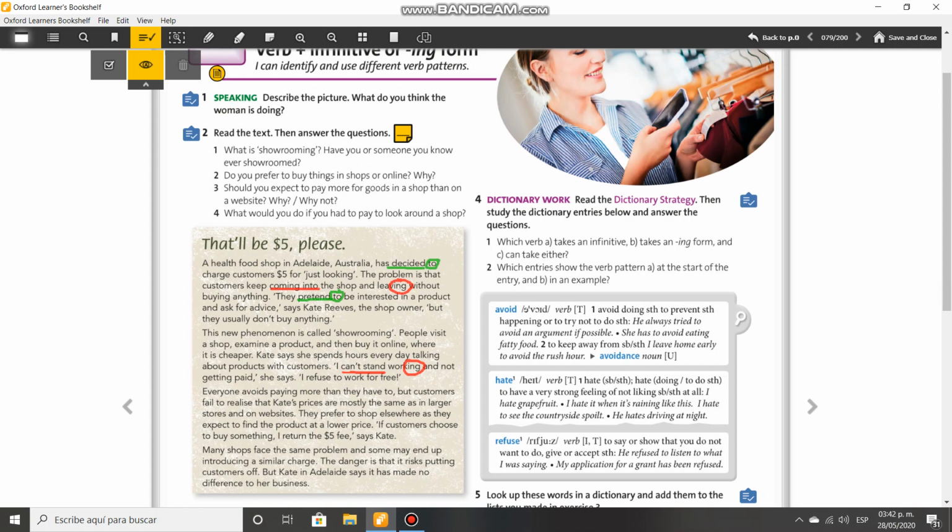Should you expect to pay more for goods in a shop than on a website? I think it depends. I think sometimes you can find things cheaper in shops, but maybe if you compare prices on some other things, you can buy them online and they will be better and cheaper. I think that. What do you think? What would you do if you had to pay to look around a shop? I won't go to the shop. If I only have to pay to look at the things, I won't go to that shop. What do you think?